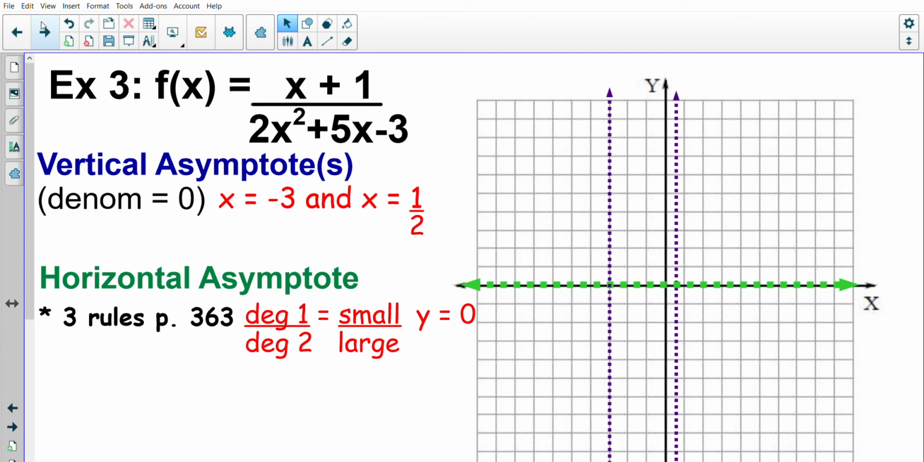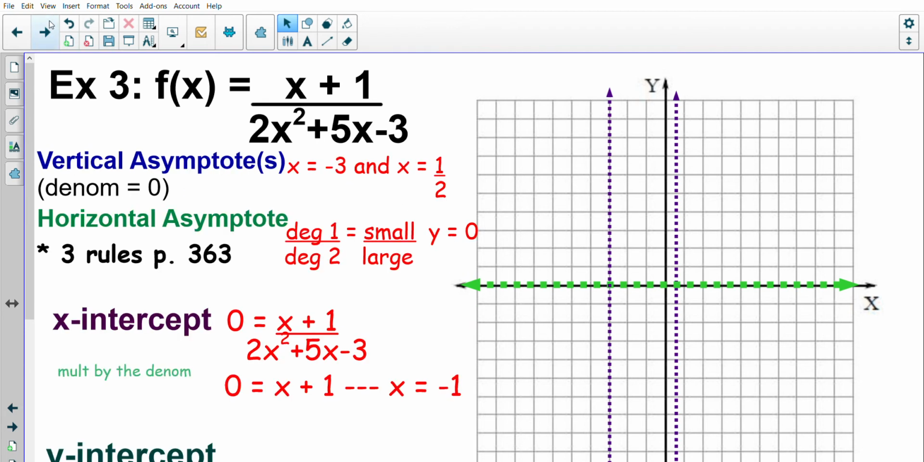Our horizontal asymptote we get by comparing the degree of the numerator with the degree of the denominator. The largest exponent in the numerator is 1, so it's got degree 1. The largest exponent in the denominator is 2, so it has degree 2. So we have a smaller degree over a larger degree, which corresponds to a horizontal asymptote of y equals 0, which is just our x-axis.